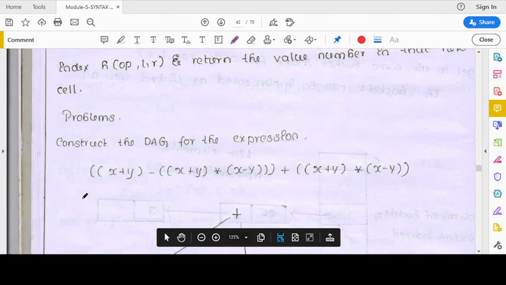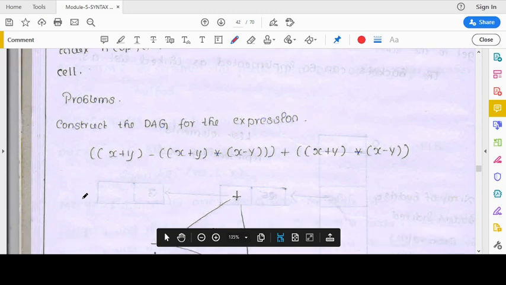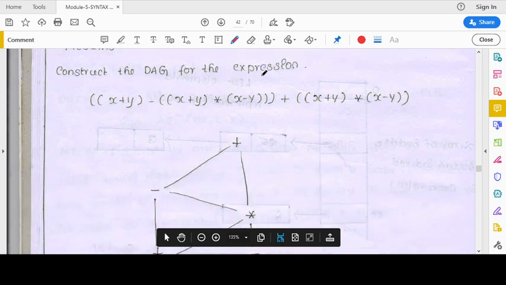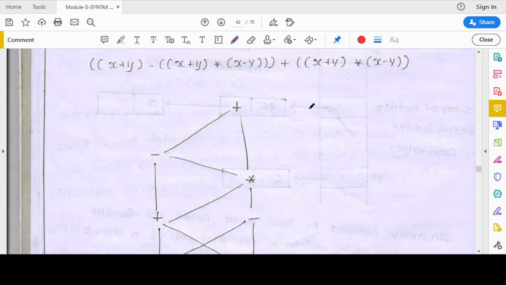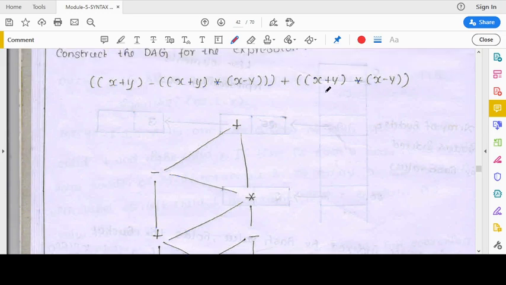So we'll look into one particular example problem for this: constructing a DAG for an expression. I have the expression x plus y, x minus of (x plus y) into (x minus y), plus (x plus y) into (x minus y). Many terms are repeating here, right? So identify which will be my header node on the top. We say that the plus will be the node, because this complete term within the brackets will be under the left child, and this will be under the right child.